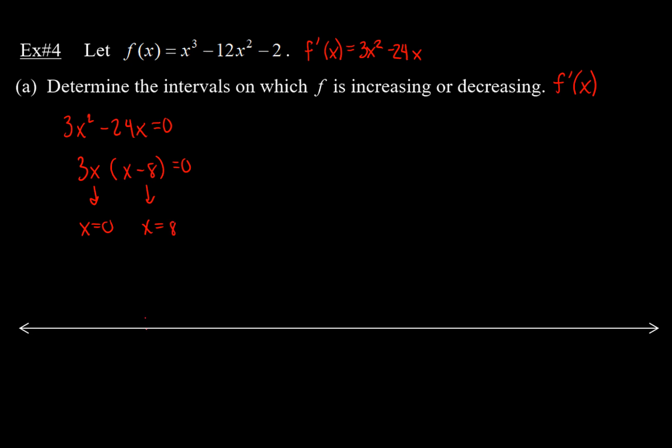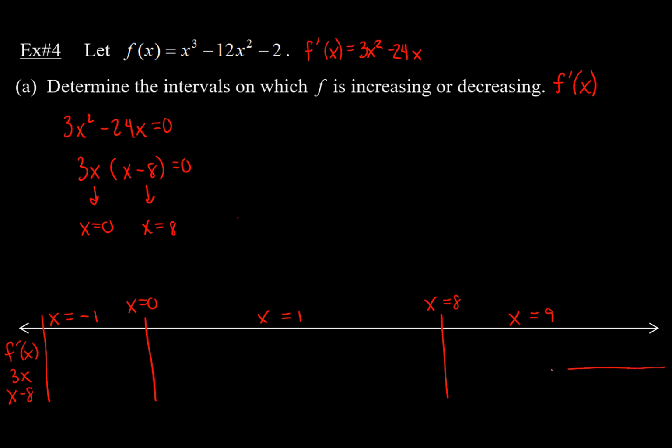And then I'm going to use this as my number line here. Here's my x equals 0. Here's my x equals 8. And use some test values in between. This is a nice and spread out problem, right? And then I'm going to plug values into my f prime of x. Remember, I can also plug it into each piece. I can plug it into my 3x and my x minus 8 and look at the cumulative effect.